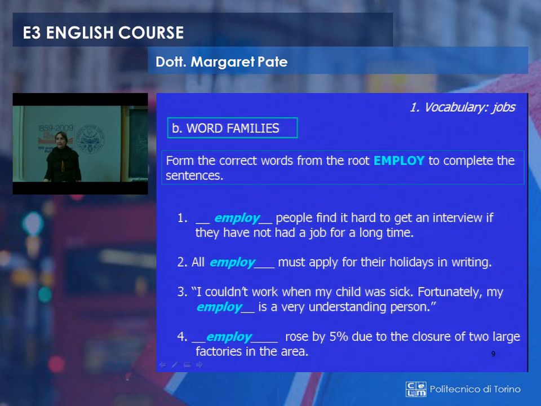Unemployed. It's an adjective, and it can't be employed because it's find it hard to get an interview if they have not had a job for a long time. So we're talking about unemployed people. Number two?